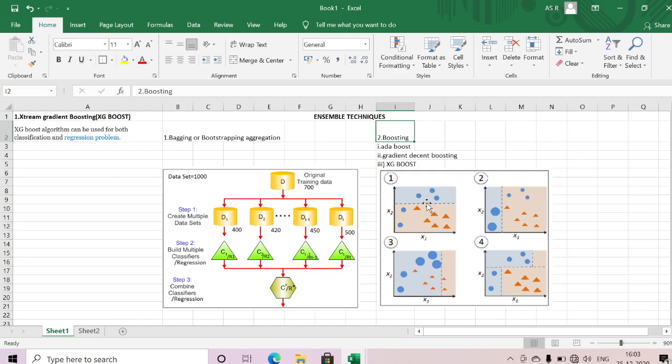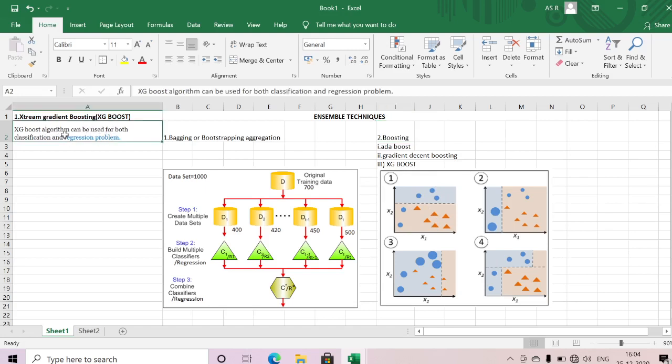For example, if I calculate the efficiency of this model, let us assume 30%, and the efficiency of the second model is also 30%. The third model's efficiency is also 30%. If I combine all the models, then I will get the highest prediction. For example, here these three are weak learners, and by combining them together, I form a strong learner. This is mainly the boosting technique, the process of training and prediction. The XGBoost algorithm can be used for both classification and regression problems.